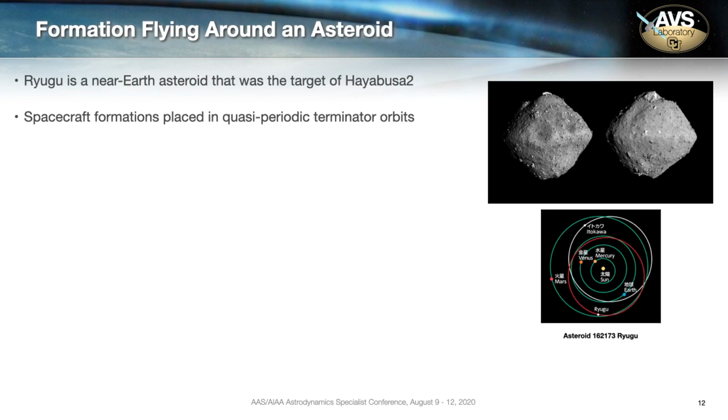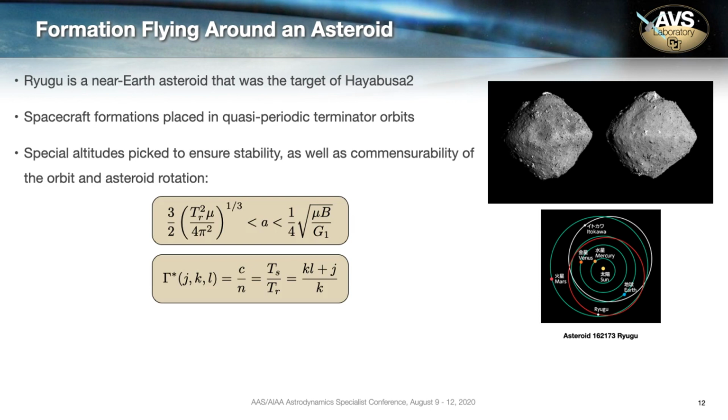The asteroid Ryugu was selected as the body of interest for these numerical results. In particular, we're interested in information design in quasi-periodic terminator orbits. So for this, we choose orbit altitudes that ensure commensurability of the asteroid rotation period and the orbit period, represented by this equation for gamma, which is a ratio of the body rotation rate to the mean motion of the orbit. This constraint maximizes the periodicity of the relative motion plant matrix, but also provides regularly repeating Sun-spacecraft-surface configuration geometry, which could be useful for a science mission.